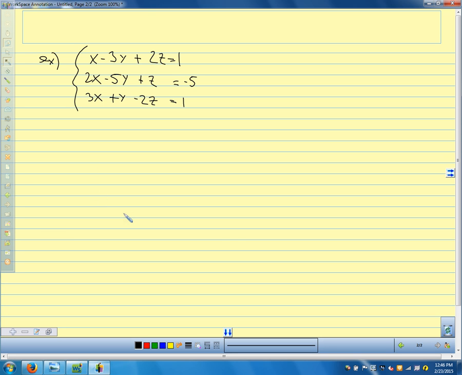So there's our system of equations. I'm going to make all the steps explicit here. You don't have to write out all of this as you're doing this. I just want to make everything that we're doing explicit. So I'm going to label my equations 1, 2, and 3.